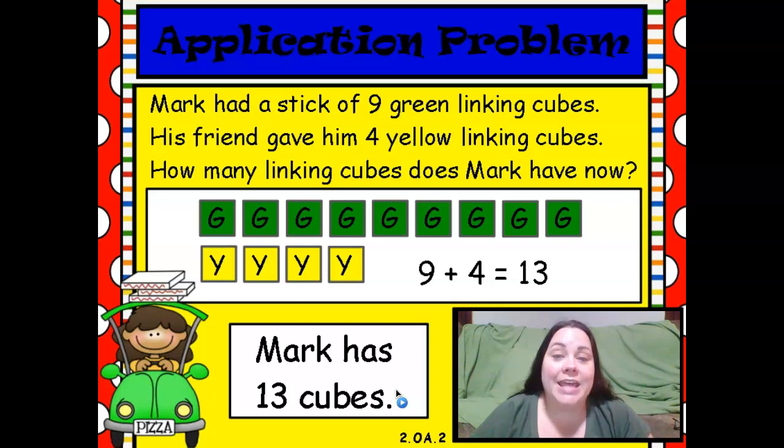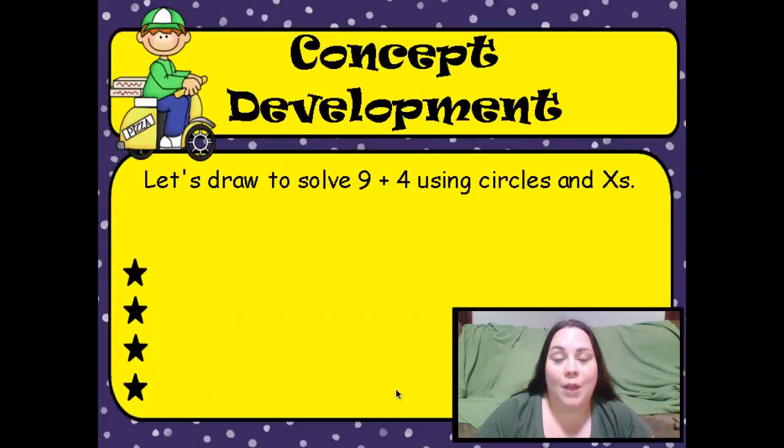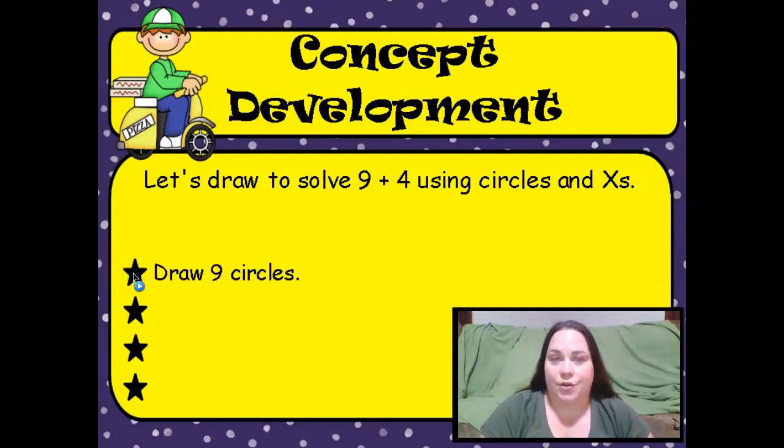Now we're going to take this exact same problem, 9 plus 4, and we're going to learn how to use number bonds to make a 10. So go ahead and just listen and follow along for the next few slides. We're going to draw to show 9 plus 4 using circles and X's. So I'm going to start by drawing 9 circles. So we're just replacing those green linking cubes with circles.